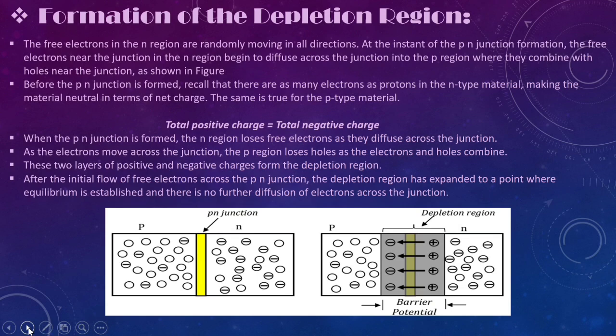Then, before the p-n junction is formed, we should recall that there are as many electrons as protons in the n-type material, making the material neutral in terms of net charge. The same is true for the p-type material. So we can conclude that total positive charge equals total negative charge.